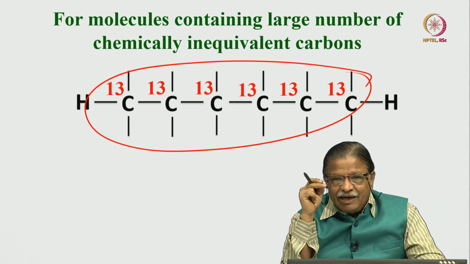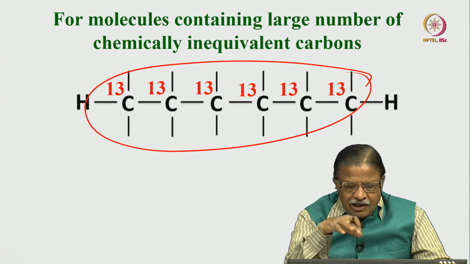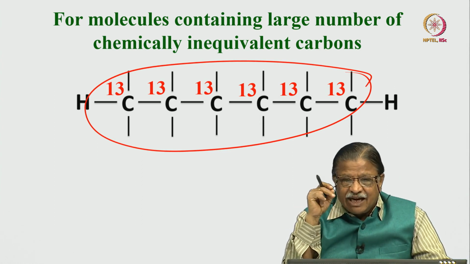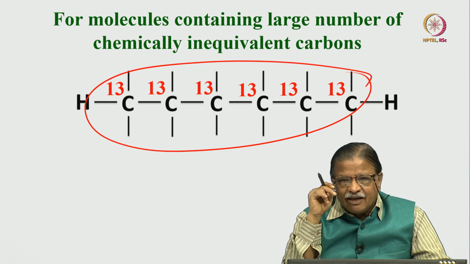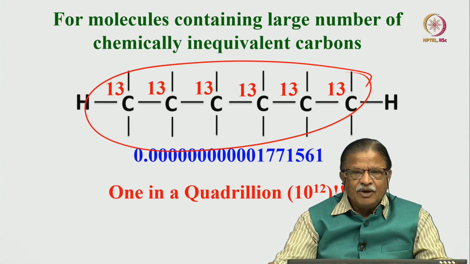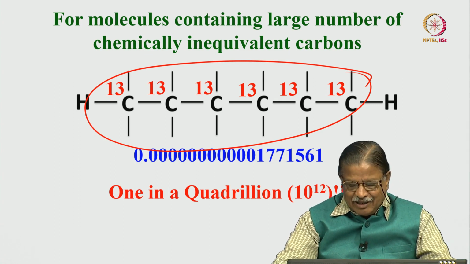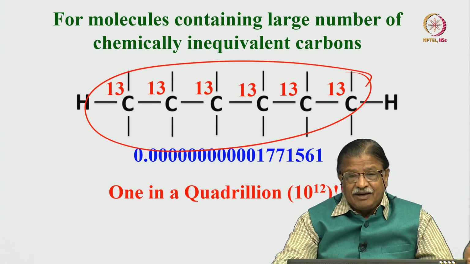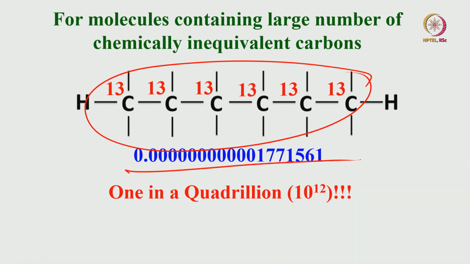I have deliberately chosen this. What is the probability of seeing all the 6 carbons in the carbon-13 state? All carbons being in the carbon-13 state. What is the probability? That is 1 in 10 to the power of 12, 1 in a quadrillion. Imagine such a very, very small number. Almost 0, or 10 zeros followed by this one.